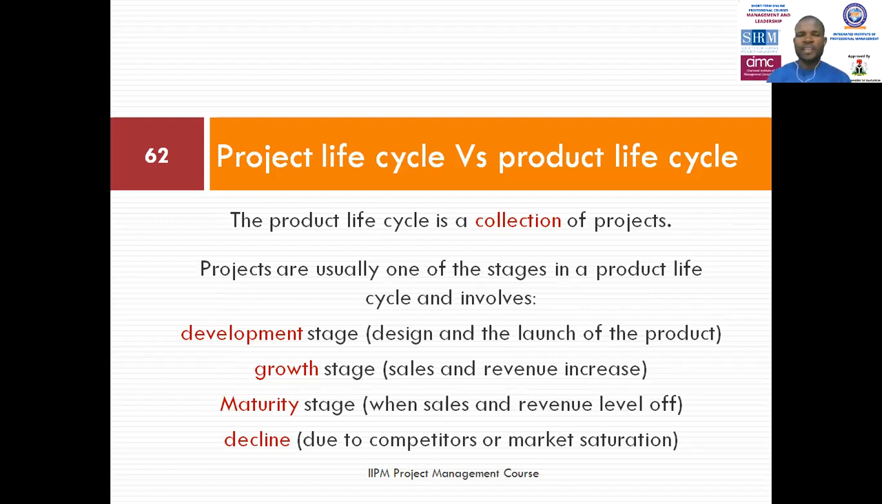Or perhaps finally the hybrid. Okay, now the project lifecycle versus the product lifecycle. One of the important statements there is that the product lifecycle is a collection of projects. So a project is just a stage of a product lifecycle. All right.